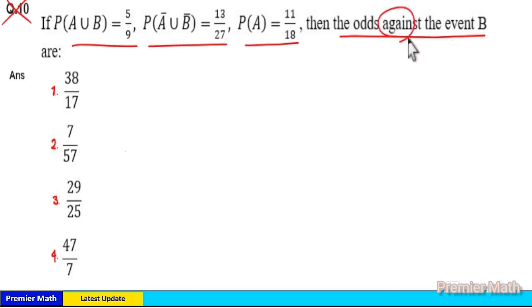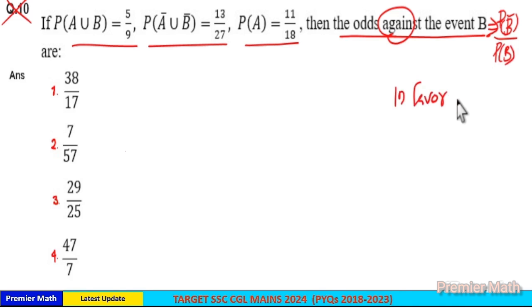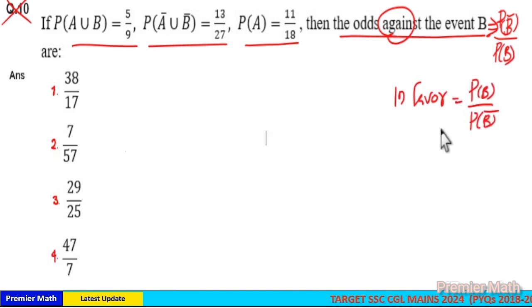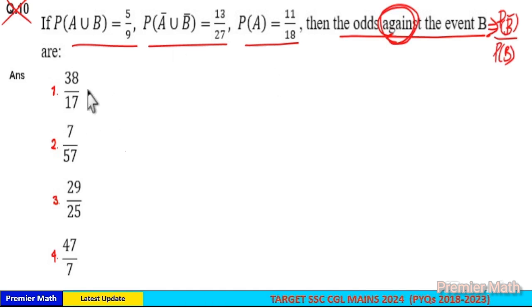Here, odds against B, the formula is equal to P of B naught divided by P of B. If it is in favor of B, the formula is equal to P of B divided by P of B naught. Now you can see if it is against B, P of B naught is in the numerator. If it is in favor of B, P of B is in the numerator.